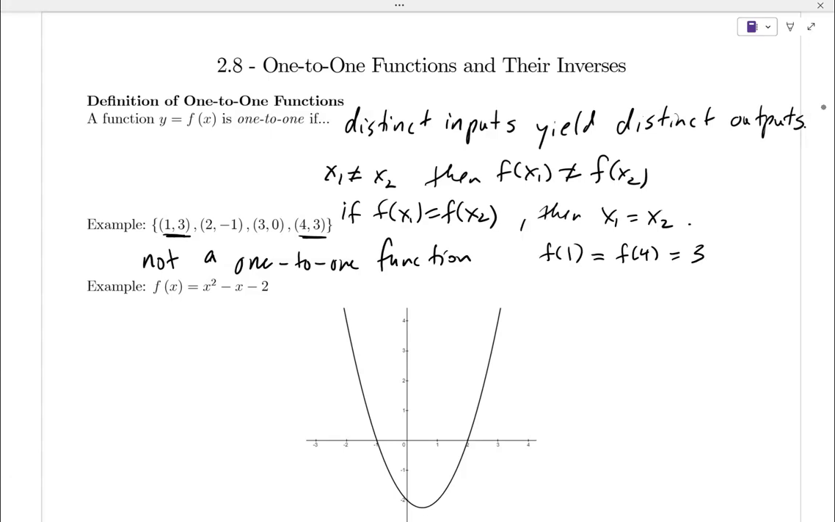Okay? So let's look at this next example where I give you an explicit function definition, and I also show you the graph. Is that function f of x equals x squared minus x minus 2, is that one-to-one? Do you see two different inputs that give you the same output? Looking at the graph, do you see two different inputs that give you the same output? Yeah. Can you give me two of them? Just looking off the graph.